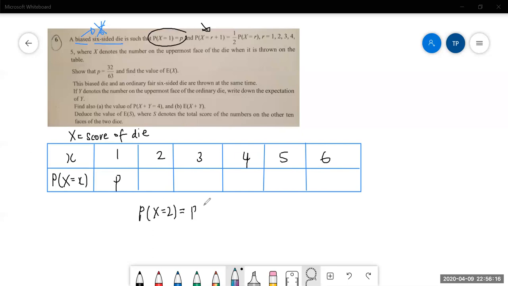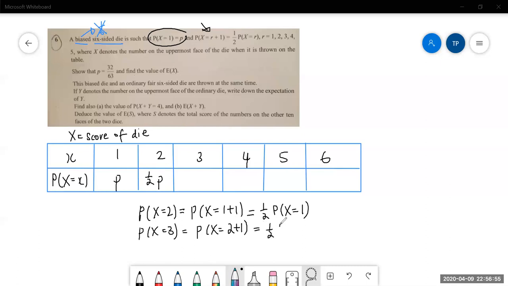The probability of x equals 2 will be equal to the probability of x equals 1 plus 1, which is equal to half times the probability of x equals 1. Make sense? So over here, we are going to have half p. The probability of x equals 3 is equal to half times the probability of x equals 2, which is 1 quarter p.